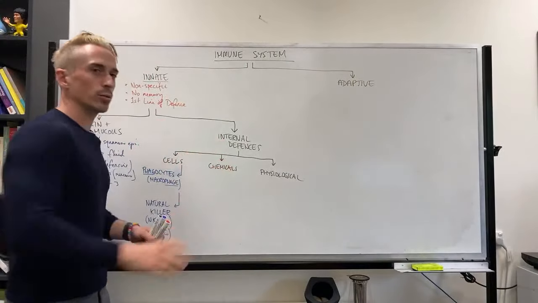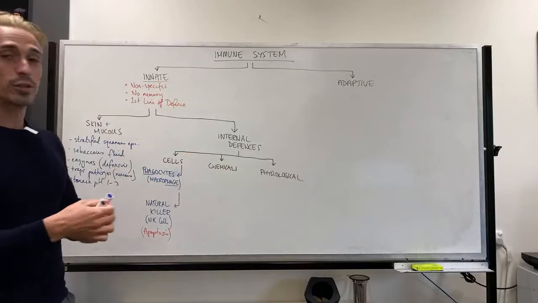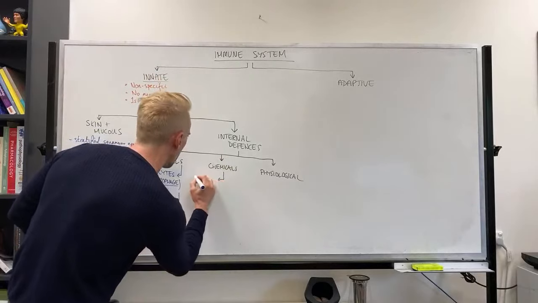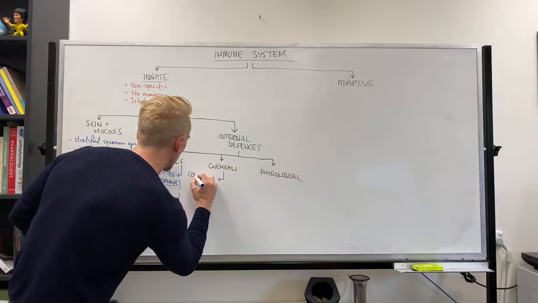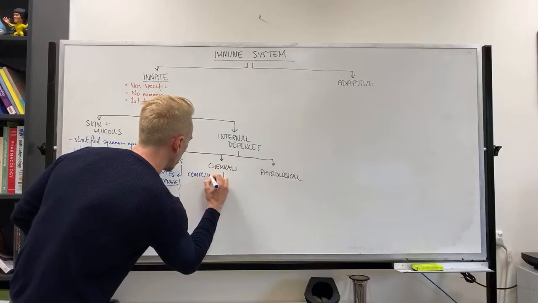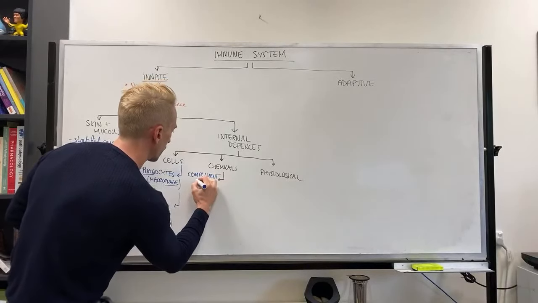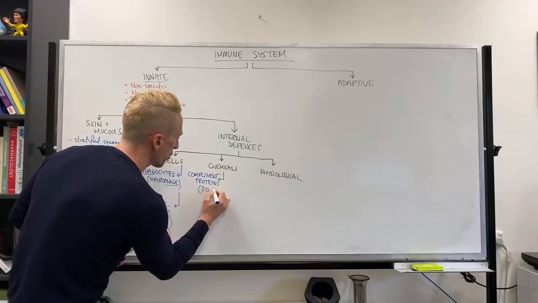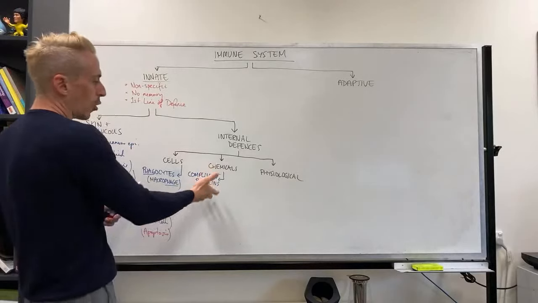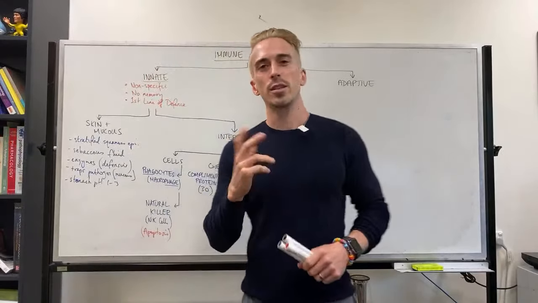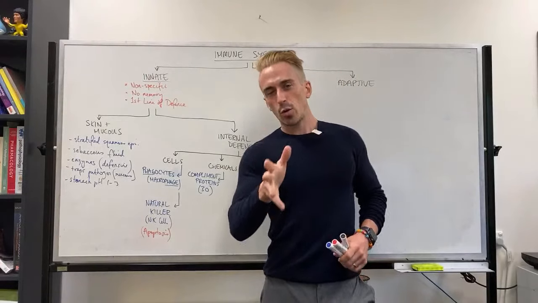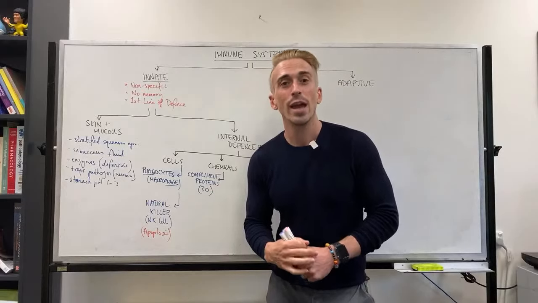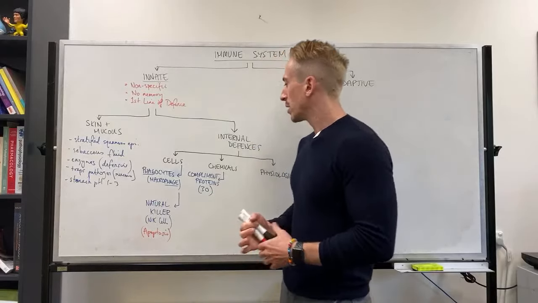When we look at chemicals, again, non-specific, chemical responses can include what's called the complement system, also known as complement proteins. Now, there's around about 30 of these complement proteins. They're all, I think most of them at least, are produced in the liver. If you ever get asked a question about a specific protein, and the question ever asks you where's it produced, and you don't know, guess the liver. Most of them are. All right, so complement proteins.